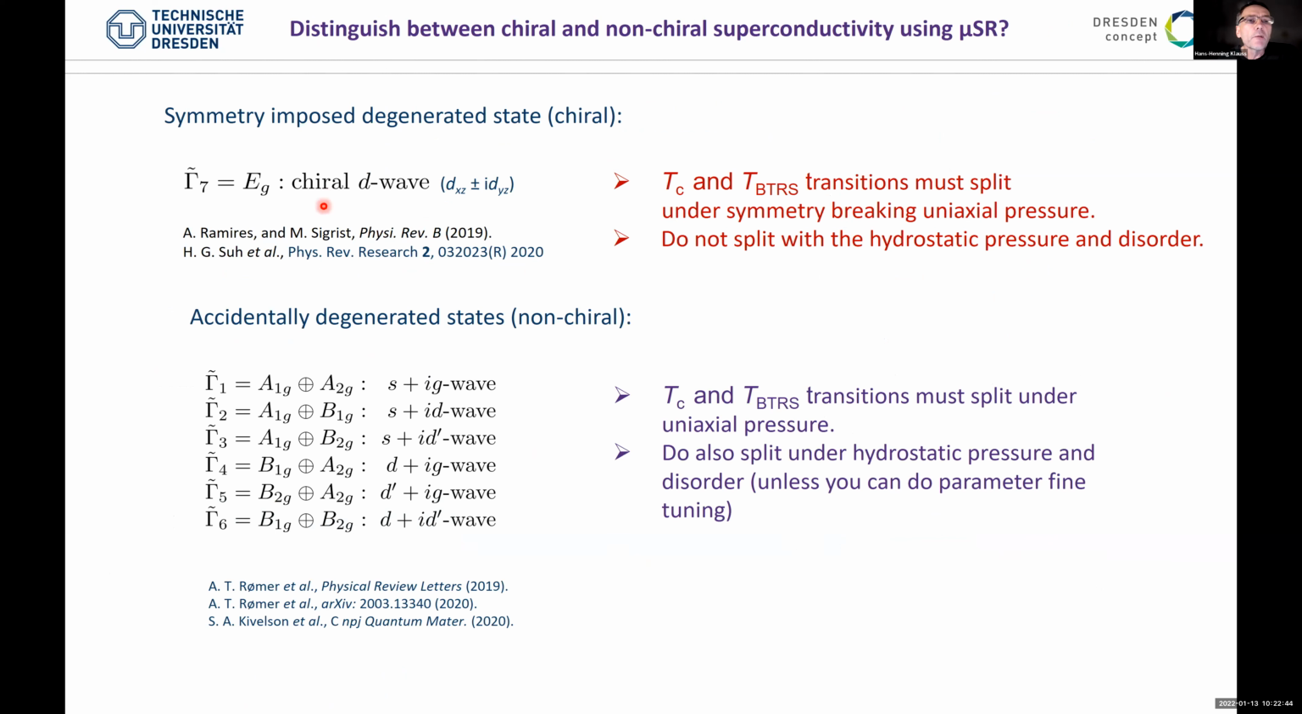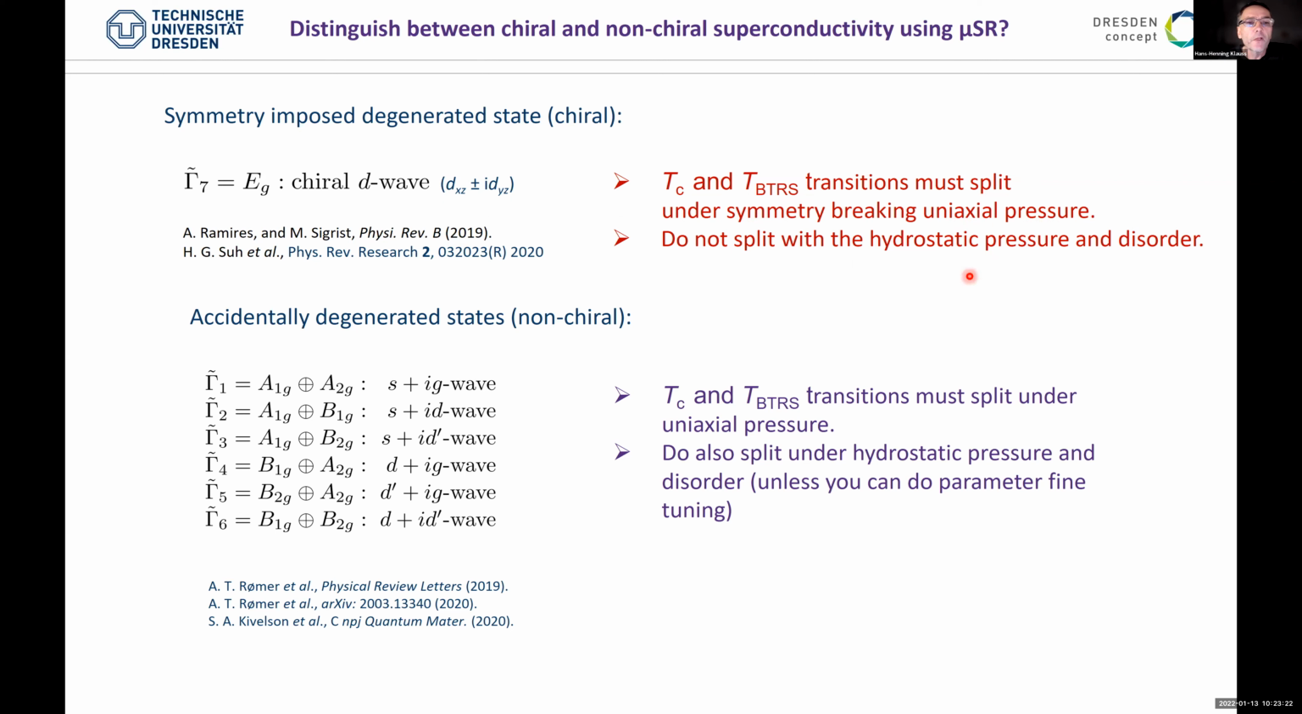So now, since we have known for 2 years that this is not a triplet superconducting state, the only chiral solution which is there is this dxz plus or minus i dyz state. And if we assume that in certain kinds of models, then indeed TC and the time reversal symmetry breaking temperature must split under symmetry breaking uniaxial pressure.